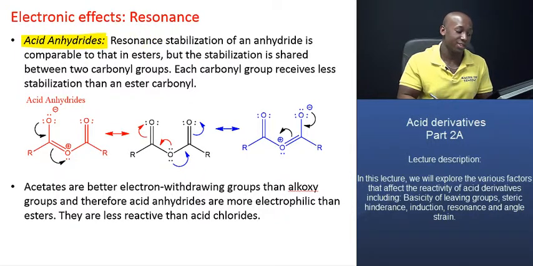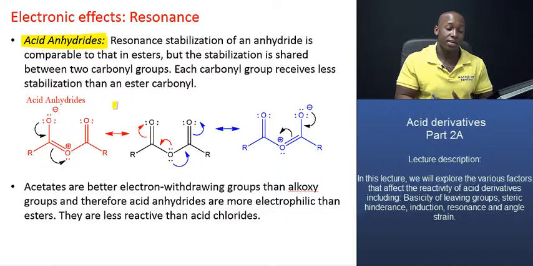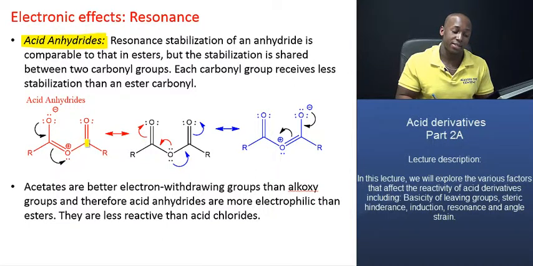Now, let's move on and briefly talk about the acid anhydrides, because they're the only ones that we haven't really discussed at length. Now, acetates are better electron withdrawing groups than either the group that we have in esters or the amino group that we have in amides.